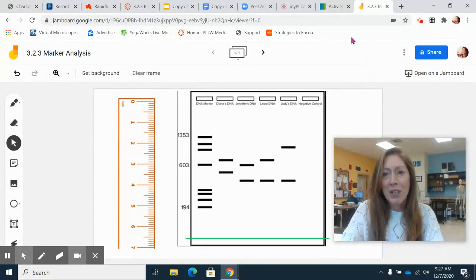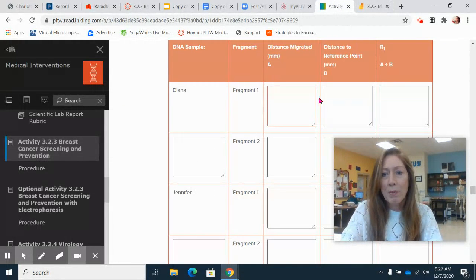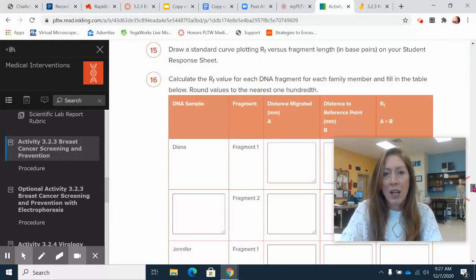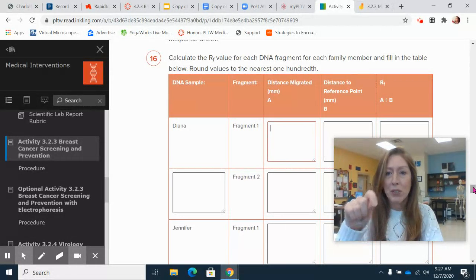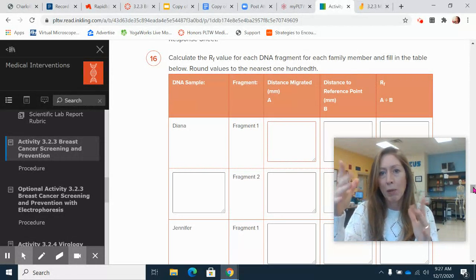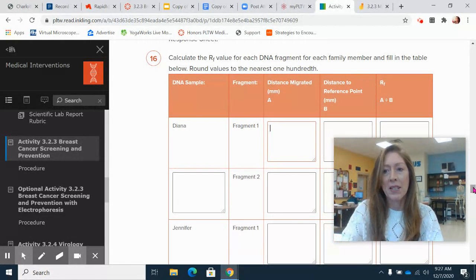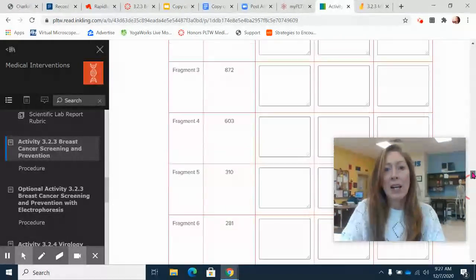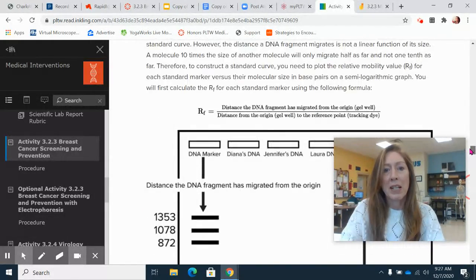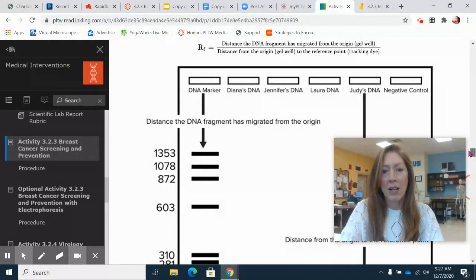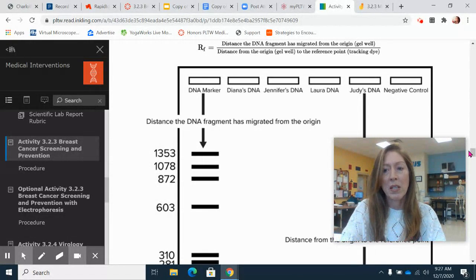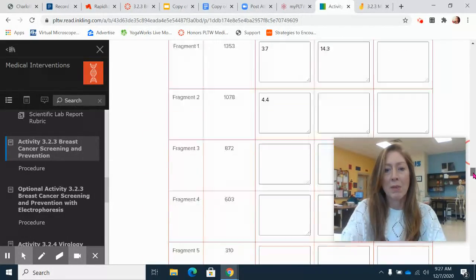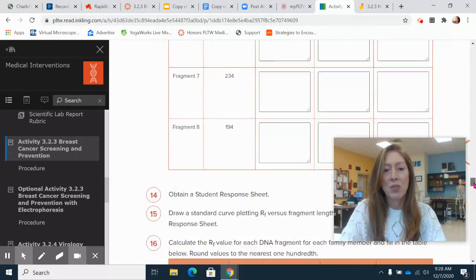Okay, so if we look at the actual lesson, we're going to be filling in this chart here on step 16. However, you might have a Google Doc that has the same table in a Google Doc format instead. Okay, the actual gel is part of the lesson. You can see here it tells you about our RF value. We're going to use that with a graph to help us determine the actual length of our fragments. Okay, so let me show you how to do this.